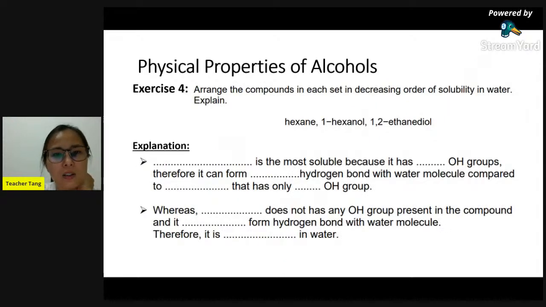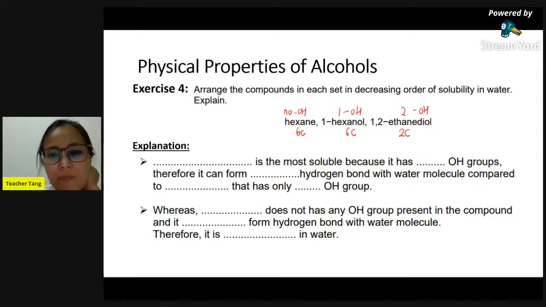So now we move on to look at how to explain this. Again, this one is hexane, no hydroxyl group. First we look at the number of carbon. Can you see that all 6 carbon, and this one is just 2 carbon? But this one has no hydroxyl group, this one has 1 hydroxyl group, and this one has 2 hydroxyl group.